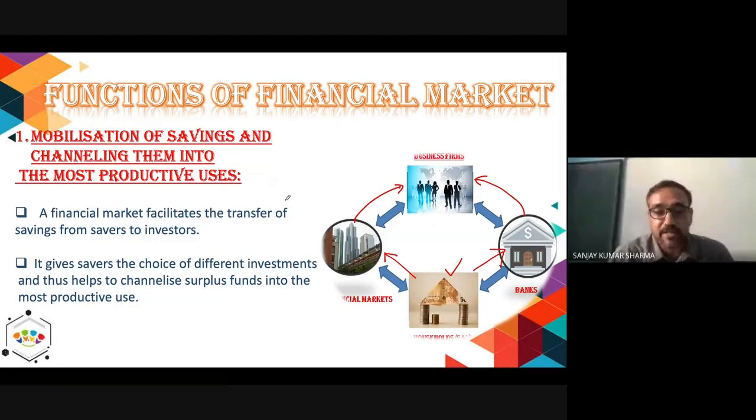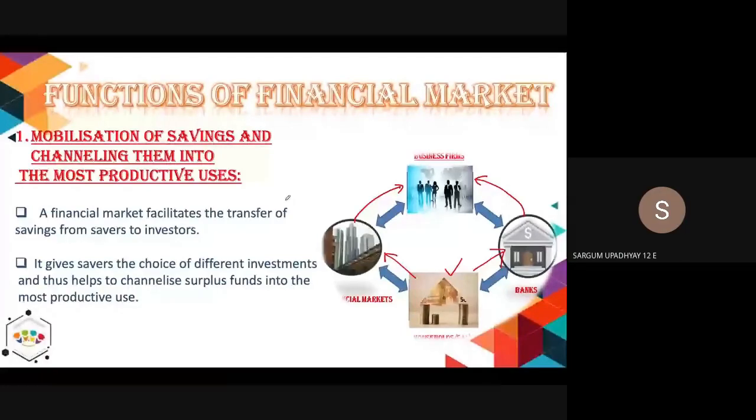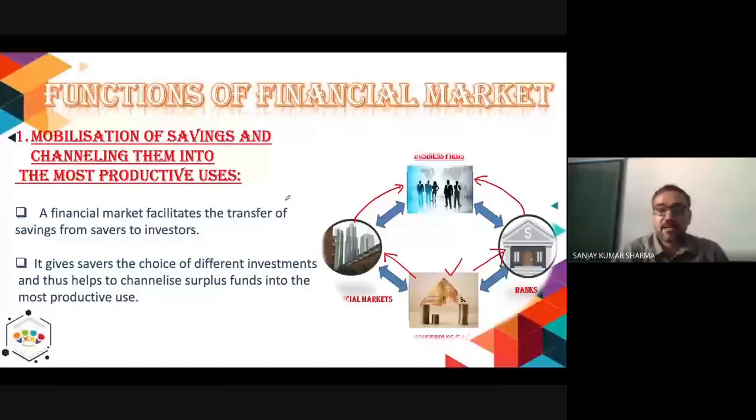Yesterday I explained this point, what is the meaning of being most productive uses. Example I gave that if you have to buy the share of a company, which company share would you like to buy? A company which is distributing dividend of rupees 10 or a company which is distributing dividend of 15? Please respond. 10 or 15? Dividend 15. Yes. Because we want more profit, we want more return, isn't it?